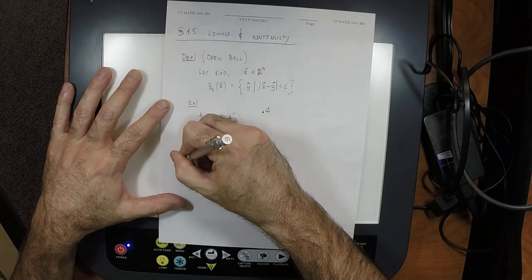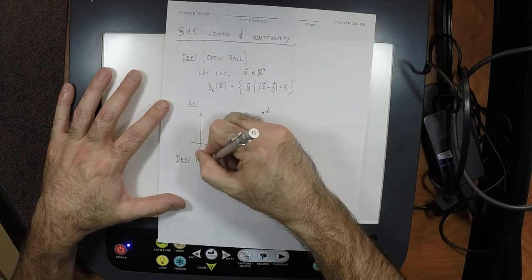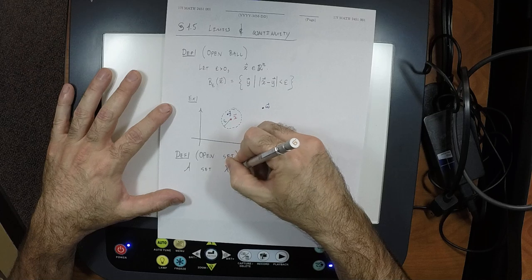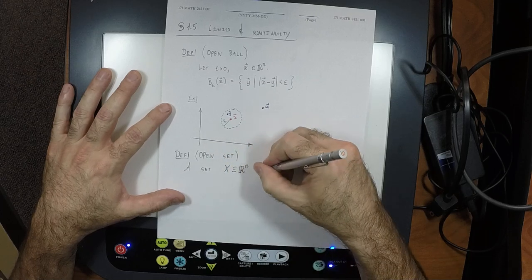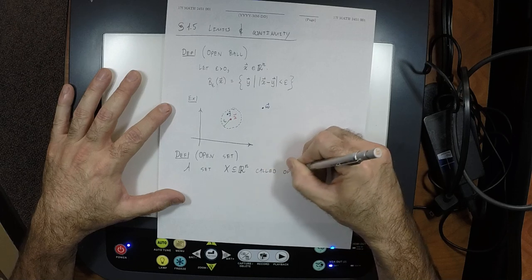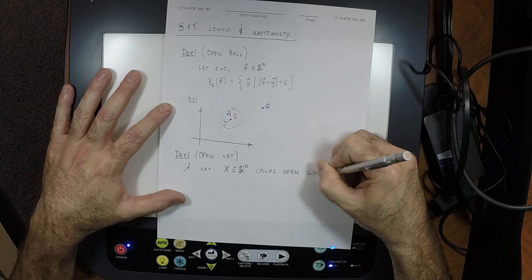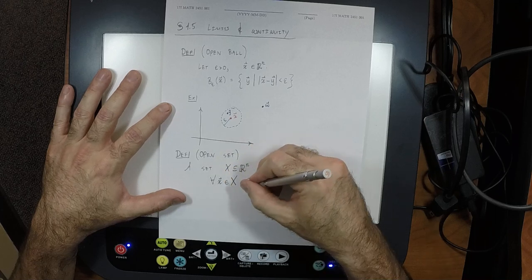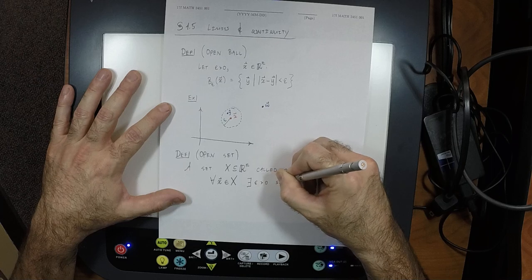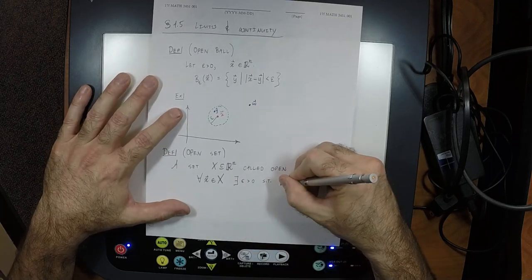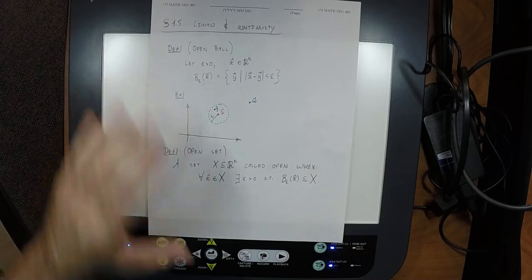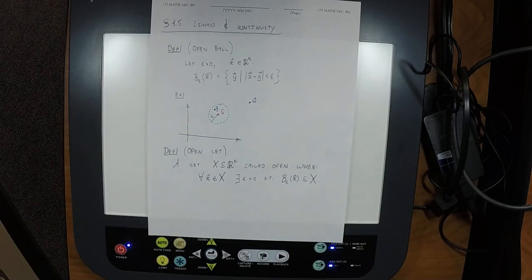Okay, definition of an open set. A set X subset of Rn is called open when, for all vector x in set X, there exists an epsilon greater than zero such that the ball of radius epsilon centered at vector x is a subset of set X. Okay, so now this is kind of a stilted definition, but it's incredibly important, so we're going to look at it for a minute.